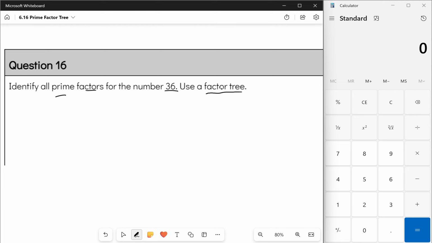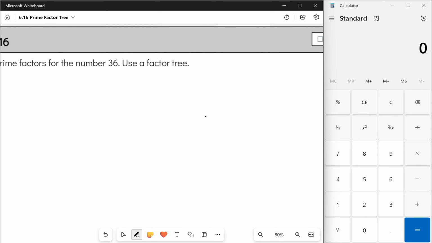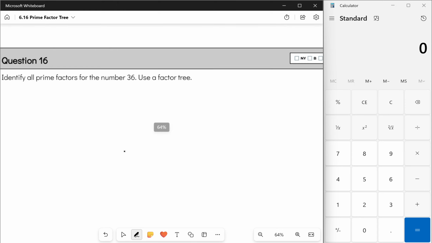Prime factors are different from factors in the sense that they are the prime numbers that make up every single number. So, 36 has lots of factors, but not all of them are prime. We want to whittle down all of the factors of 36 until we're only left with prime numbers, and the best way to do that is to use a factor tree. So that is what we are going to be working on today. Let me zoom out a little. There we go. Identify all the prime factors for the number 36.